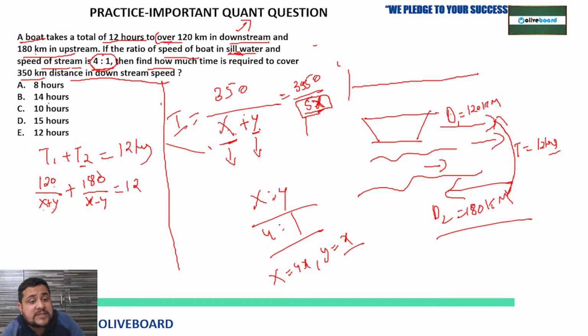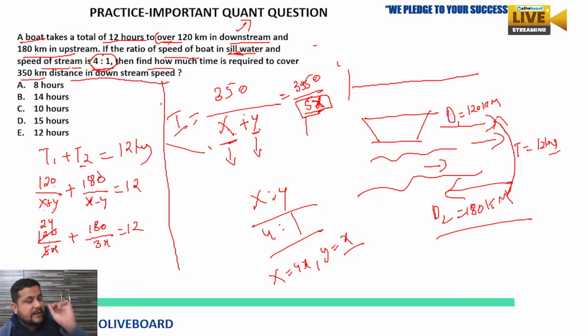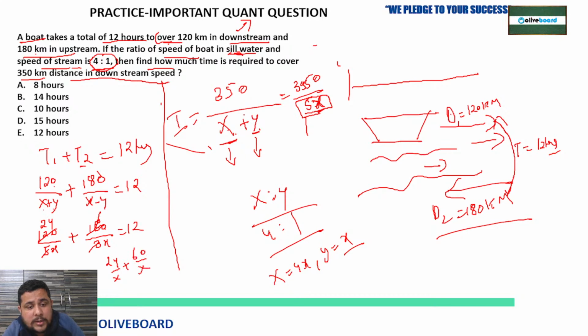See here, x plus y: we have 4x plus x, which means 5x. So 120 upon 5x plus 180 upon x minus y, which is 4x minus x, so 3x, is equal to 12. Whenever you are dividing a number by 5, just remember my words: multiply that number by 2 and then divide it by 10. So 120 multiplied by 2 is 240, and 240 divided by 10 is 24. Then 180 upon 3 is 60. Finally, after solving this, you get 24 upon x plus 60 upon x equal to 12.